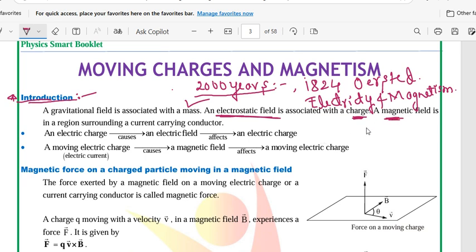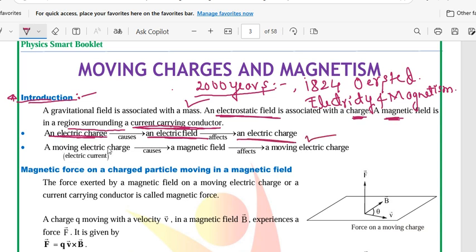Then what about the magnetic field? It is a region surrounding the current carrying conductor. Whatever the region that surrounds the current carrying conductor, it is the magnetic field. It will depend on the region surrounding a current carrying conductor. So this is the first point. An electric charge causes an electric field, which will affect an electric charge. It affects on which? On charges.